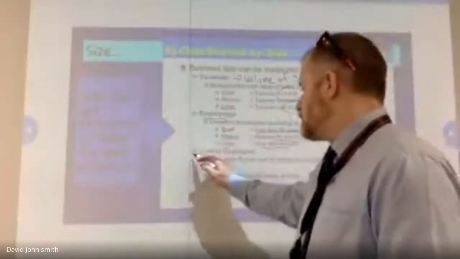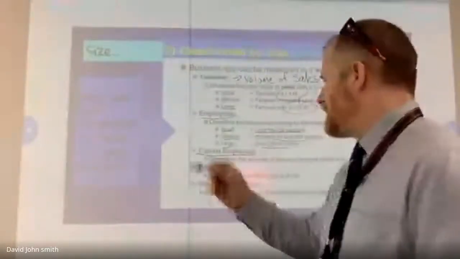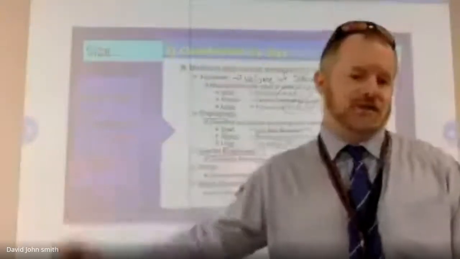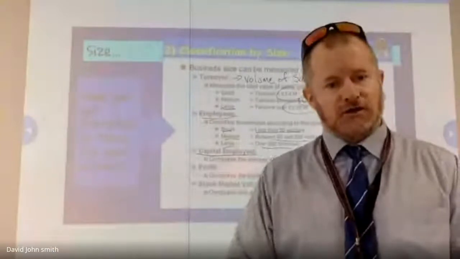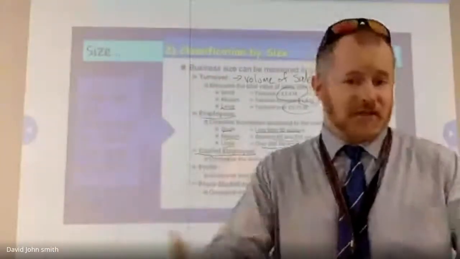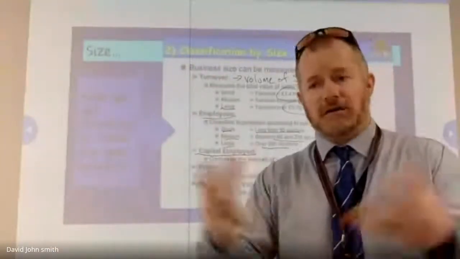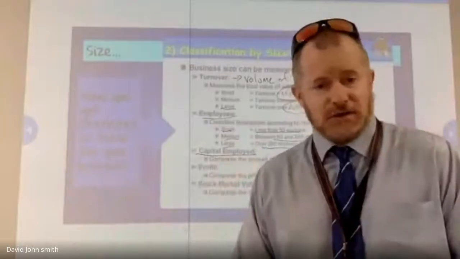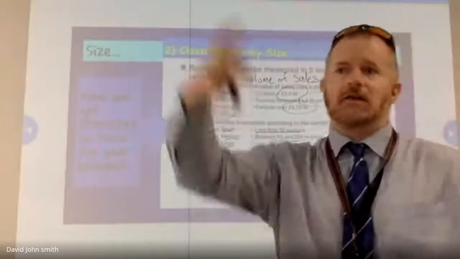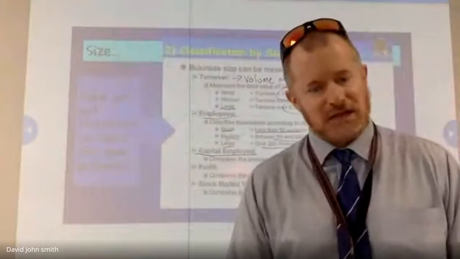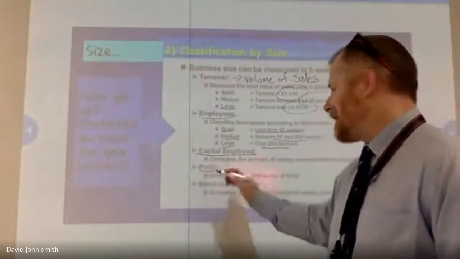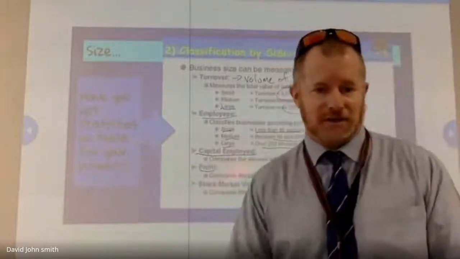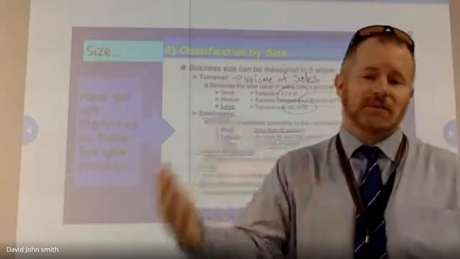You can also look at size based on the amount of capital that your business employs. We talked about the idea of capital versus labor. So maybe your business invests a huge amount of its money in capital goods, robots, technology, all of the bits and bobs that you see. You could also think about the profits able to be earned from the business. And we know some businesses that make a lot of profit.